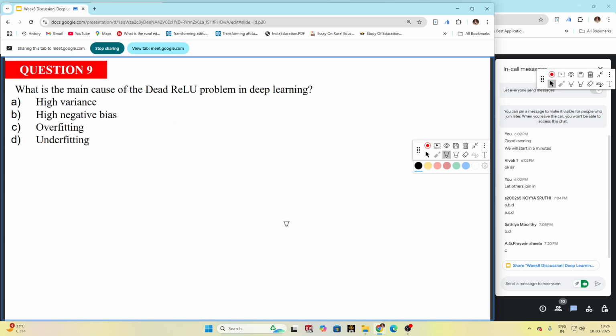Now let's move on to question number 9. What is the main cause of the dead ReLU problem in deep learning? Option A, high variance. Option B, high negative bias. Option C, overfitting. Option D, underfitting. So any guesses for this? Yes, Shruti is telling D, underfitting.